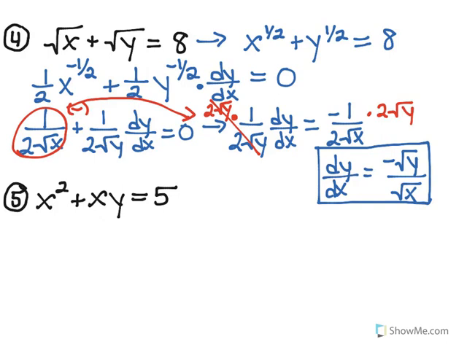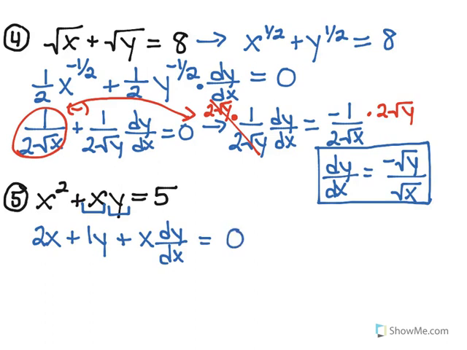Okay, example number 5. The derivative of x squared is 2x. And then this requires product rule. So the derivative of x is 1, and then I have y, plus x times the derivative of y, dy/dx. Again, equal to 0 because there's a constant on the other side.